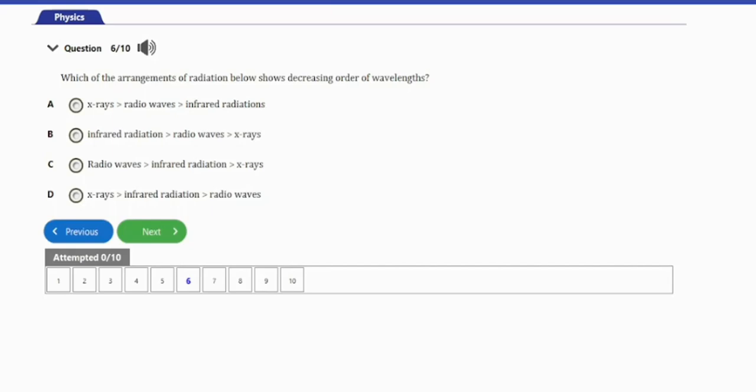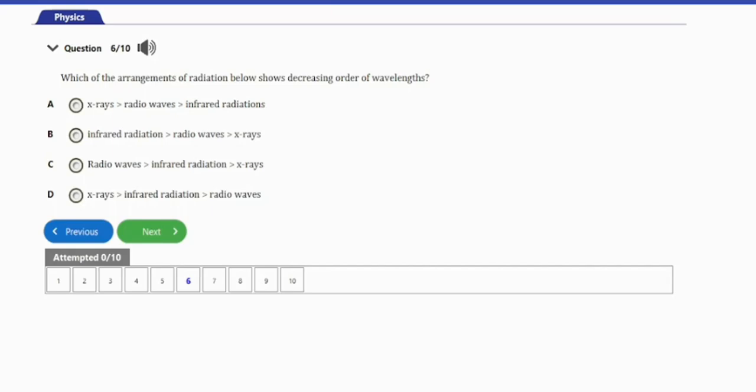So take note, you have to understand all the electromagnetic waves and their placements in the electromagnetic spectrum. You have to take note that the way they are arranged in the electromagnetic spectrum, the increasing order of frequency corresponds to the decreasing order of wavelengths. So that's all you need to know there.